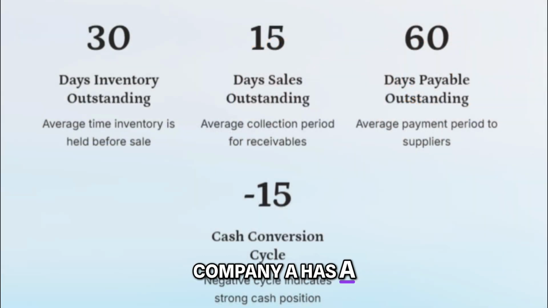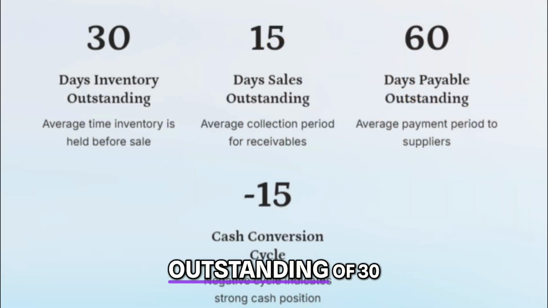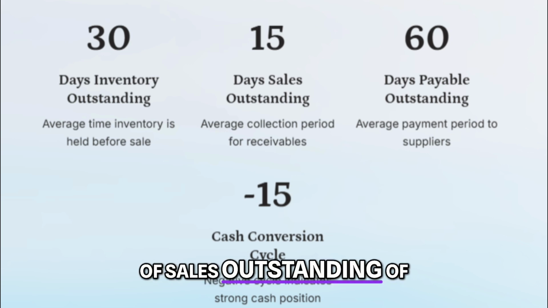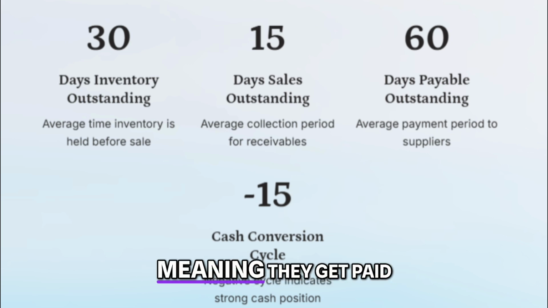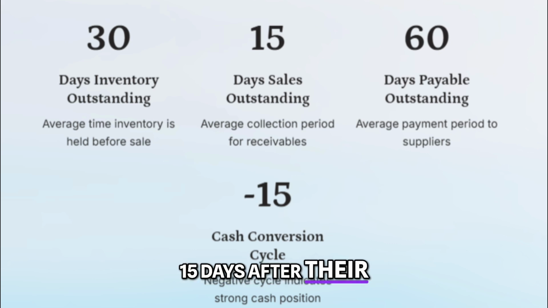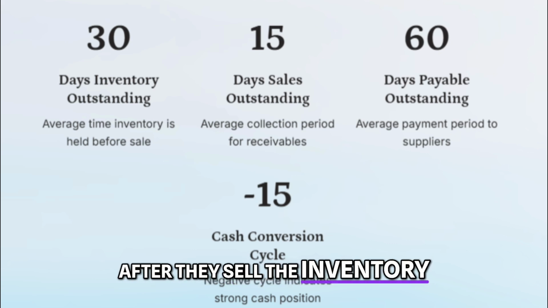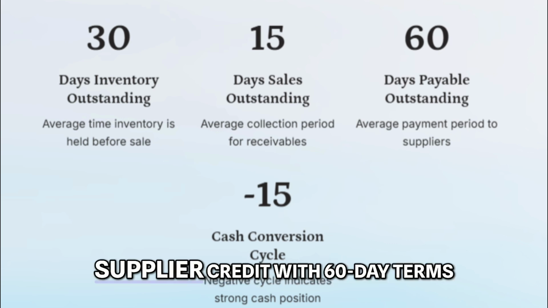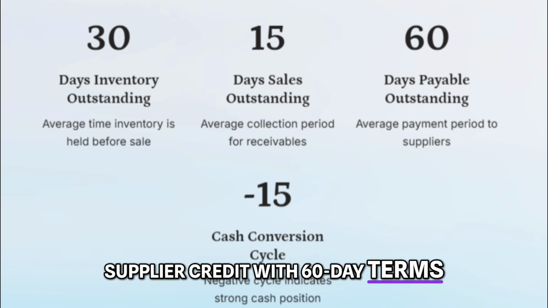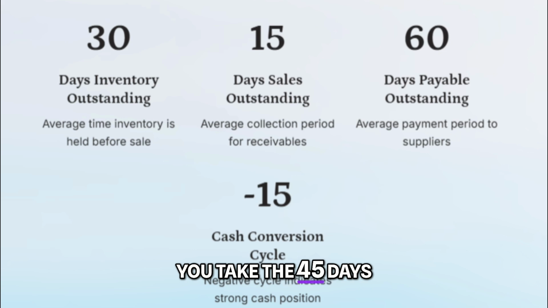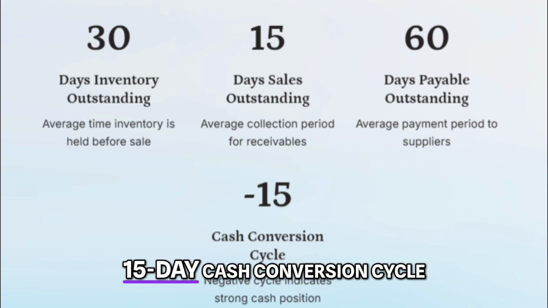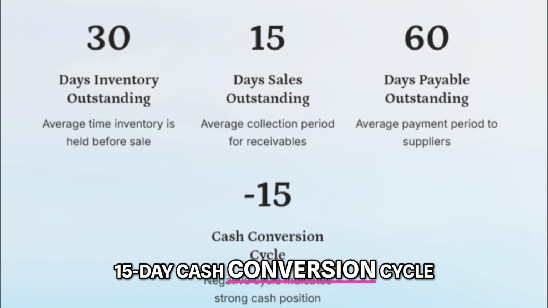So, two examples. Company A has a days of inventory outstanding of 30. They have a days of sales outstanding of 15 days, meaning they get paid 15 days after they sell the inventory. That's a total of 45, but because they have supplier credit with 60-day terms, you take the 45 days minus the 60, they have a negative 15-day cash conversion cycle.